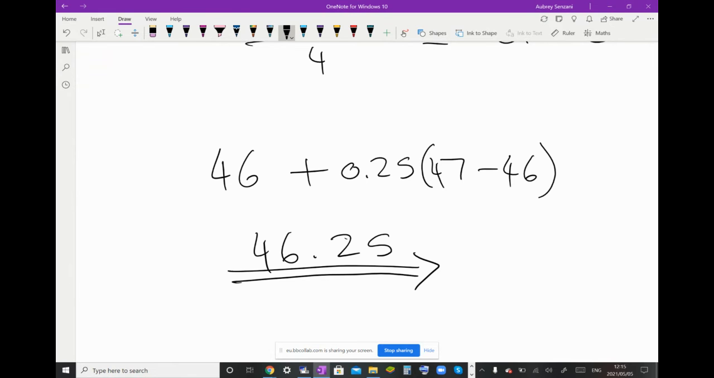46.25. Remember the first one we said 28.75. The first quarter of our numbers will fall at 28.75 or less. So here we're saying 3/4 of our data is going to fall at 46.25 or less. Does that make sense?